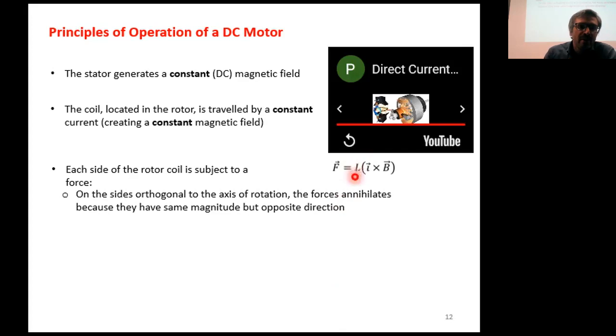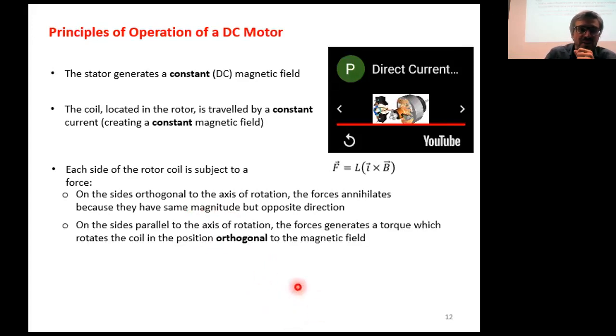And whatever, if you look at the coil, the force that is generated orthogonal to the axis of rotation, on the sides that are orthogonal to the axis of rotation. So if this is the coil that is rotating like this, on this side of the coil, since the magnetic field is always vertical, this force will be along this direction in one segment and in this other direction in the other segment. And these two forces will nullify each other.